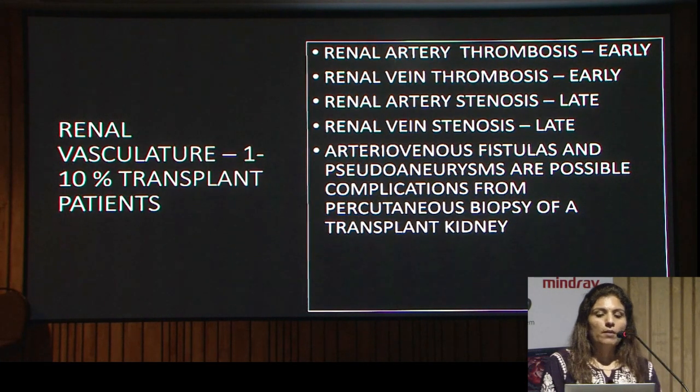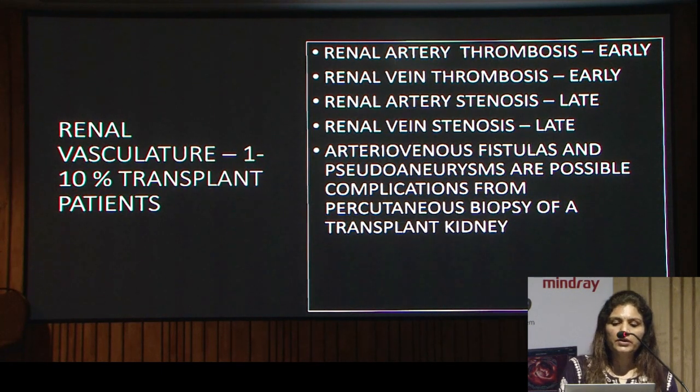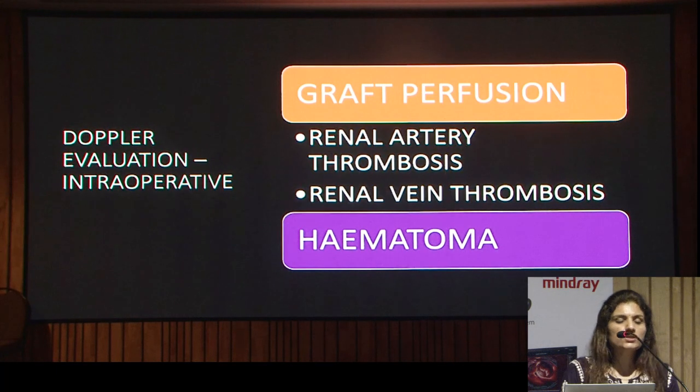Renal vasculature abnormalities: renal artery thrombosis and renal vein thrombosis are early types of complications. Renal artery stenosis and renal vein stenosis present late. Arteriovenous fistulas and pseudoaneurysms are probably iatrogenic because of the percutaneous biopsies which we do in a transplant kidney. So this is how the time frame goes.